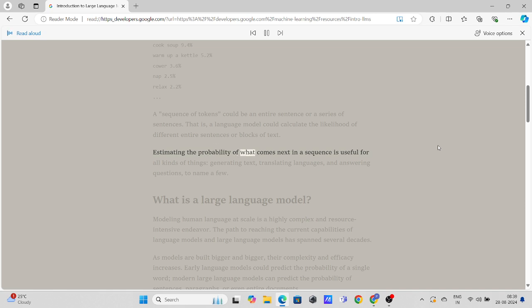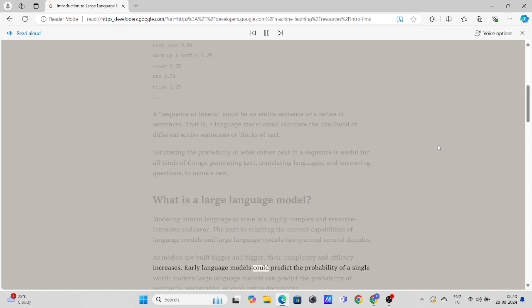Estimating the probability of what comes next in a sequence is useful for all kinds of things: generating text, translating languages, and answering questions, to name a few. What is a large language model? Modeling human language at scale is a highly complex and resource-intensive endeavor. The path to reaching the current capabilities of language models and large language models has spanned several decades. As models are built bigger and bigger, their complexity and efficacy increases.